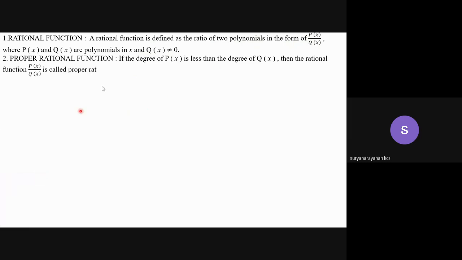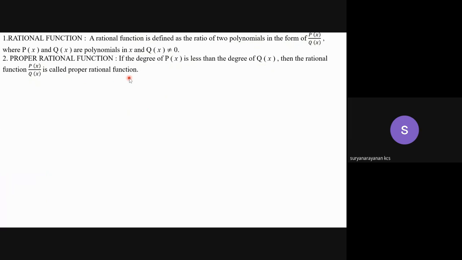Proper rational function means, here p of x is considered a polynomial in the numerator and q of x is a polynomial in the denominator. Throughout this exercise, remember this point. If the degree of p of x is less than the degree of q of x, then the rational function p of x by q of x is called a proper rational function.